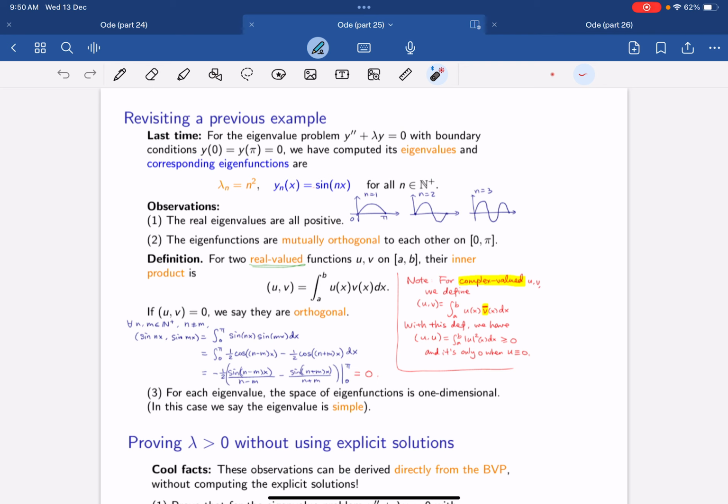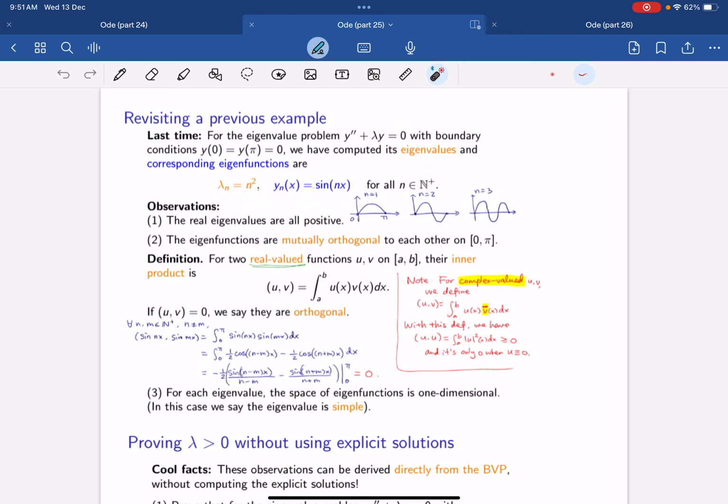Well, let's see. With the previous example, in the previous video, we have this eigenvalue problem and we have a boundary condition, which is y(0) equals 0 and y(pi) equals 0. And we computed the eigenvalues to be n squared and sine nx for the eigenfunctions.